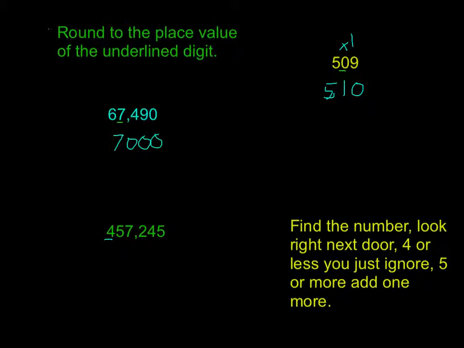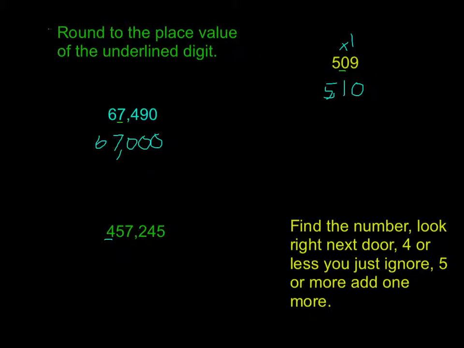And then we just bring down whatever's to the left of the 7. So in this case, we're bringing down our 6. And so our answer here would be 67,000, rounded to the nearest thousand. So 67,490 rounded to the nearest thousand is 67,000.